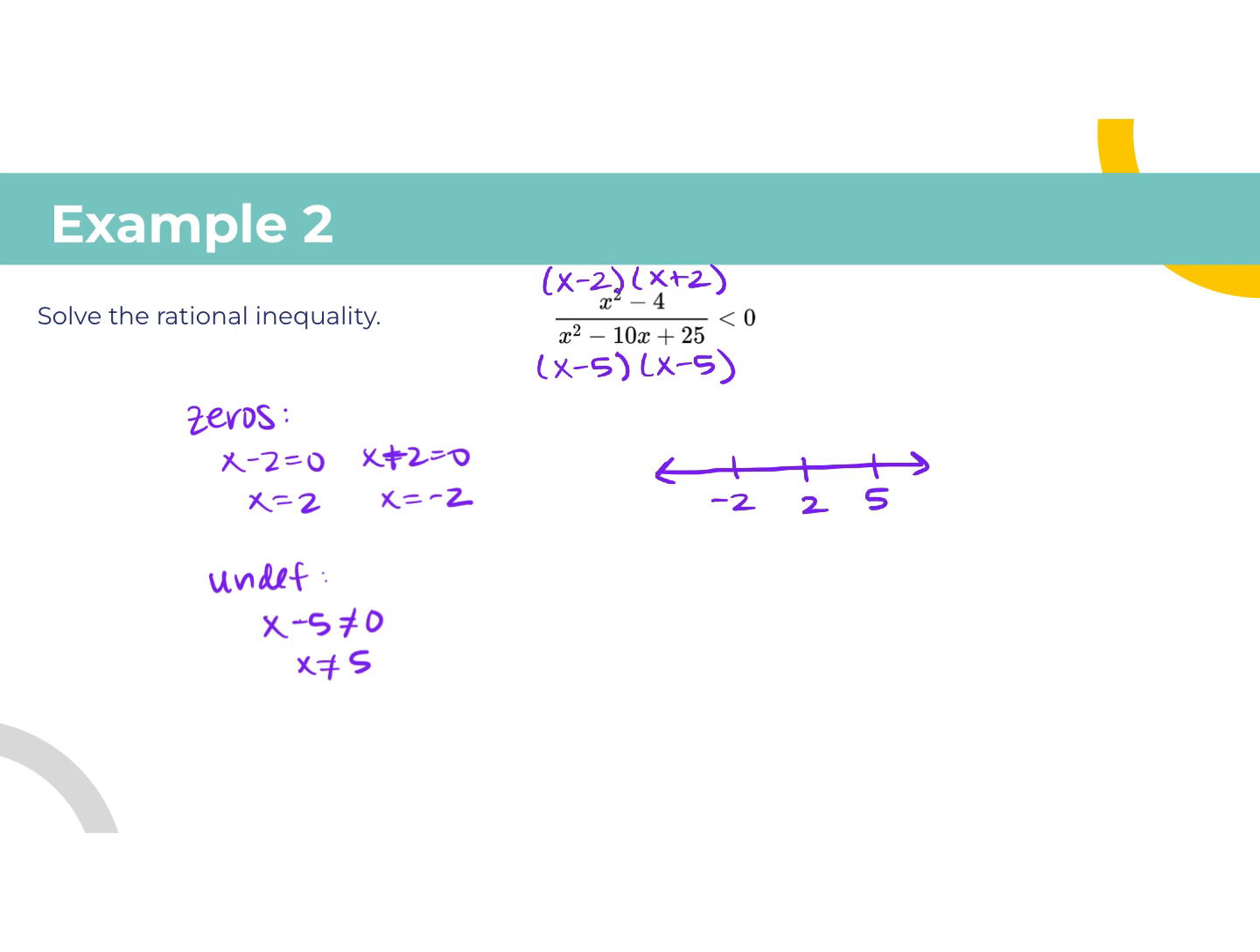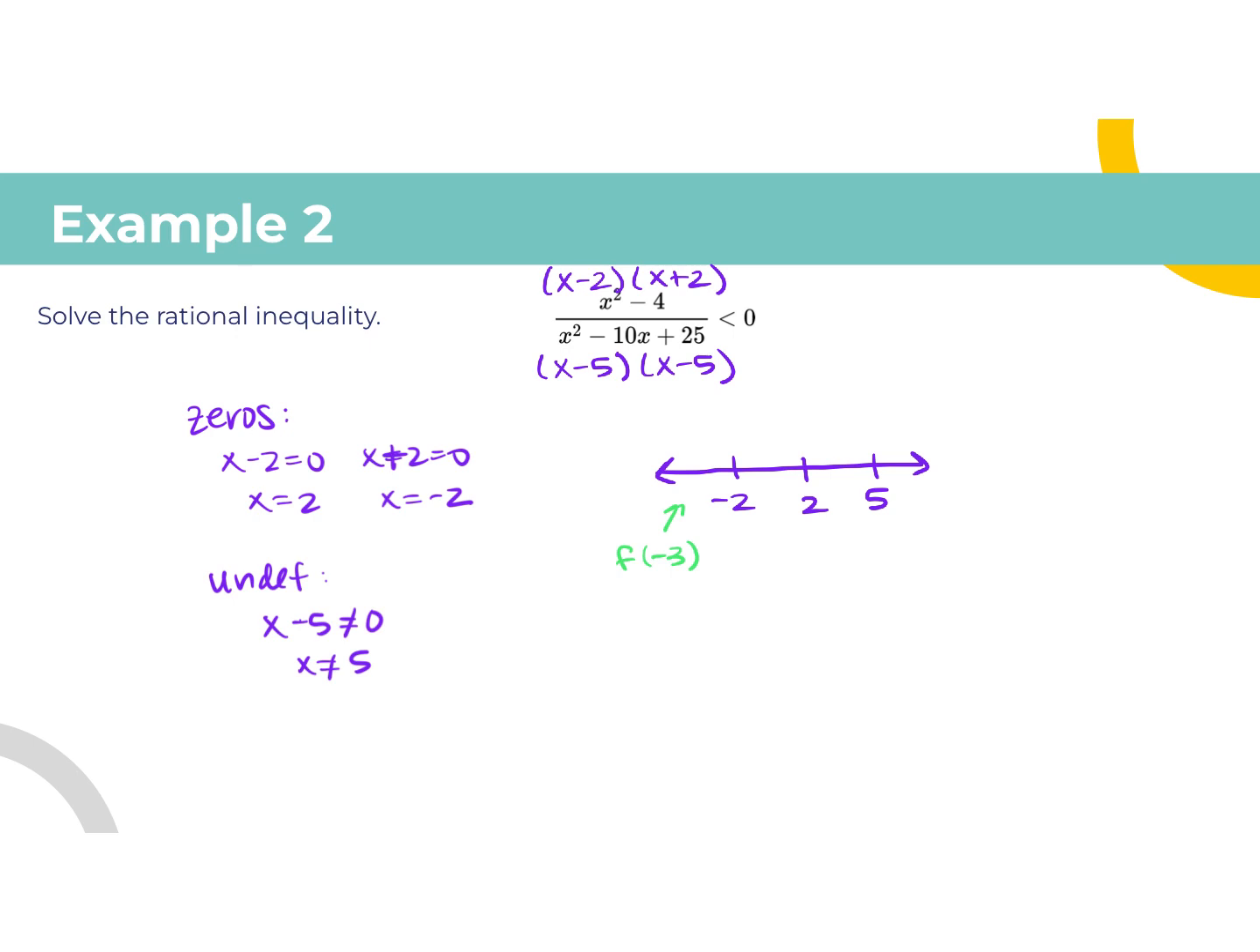Okay, now I'm going to go through this process of testing values again, one for each interval. I have 4 intervals again, so I need to plug in 4 x values and see if the y value that results is positive or negative. I'm going to start with my first interval, plug in any number less than negative 2. I'm going to use negative 3.